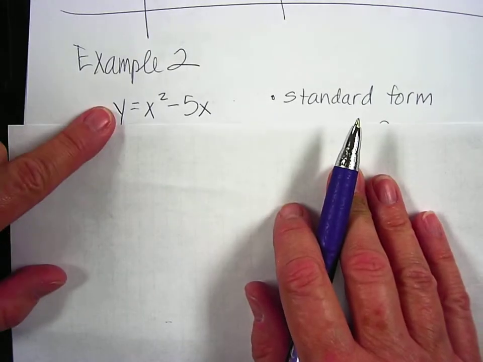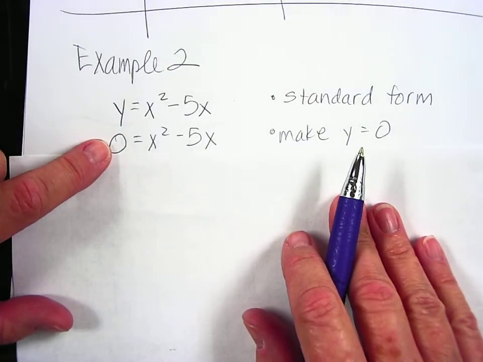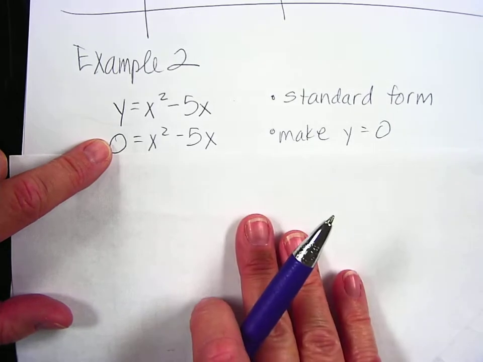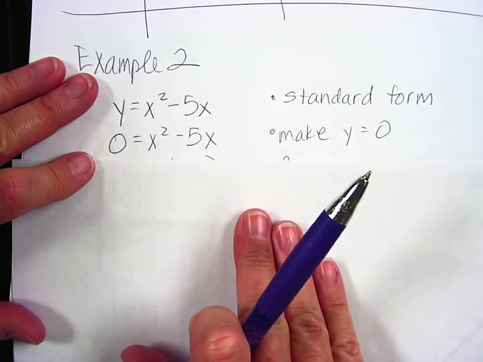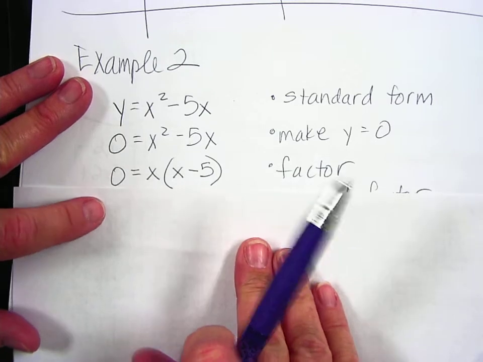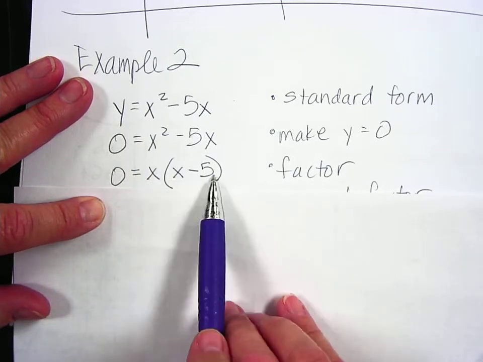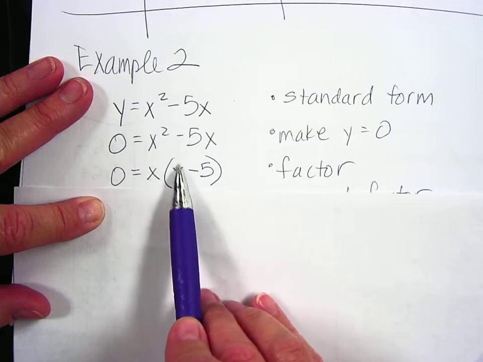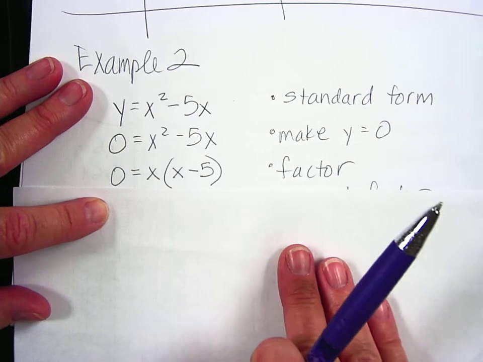Now we want to find x-intercepts, so we're going to make y equal to 0. And then we're going to factor. When I factor this, the first thing I'm going to look for is a GCF, which happens to be x. So I have 0 equals x times the quantity x minus 5. There's my x squared, and there's my negative 5x, and that equals 0.